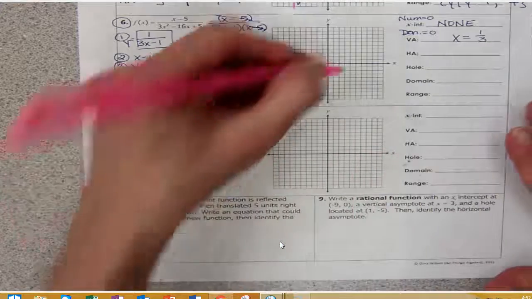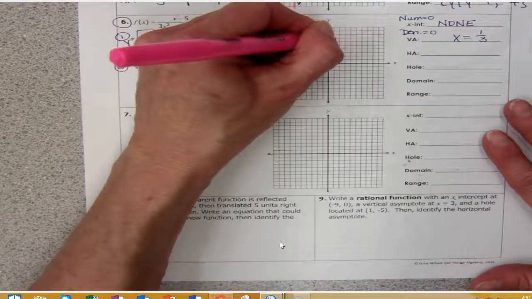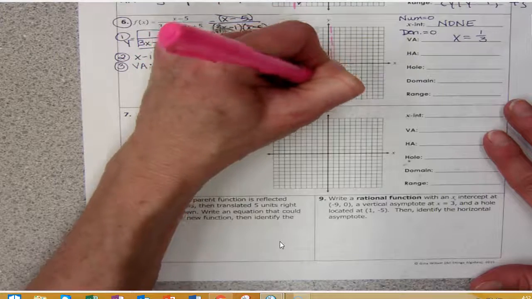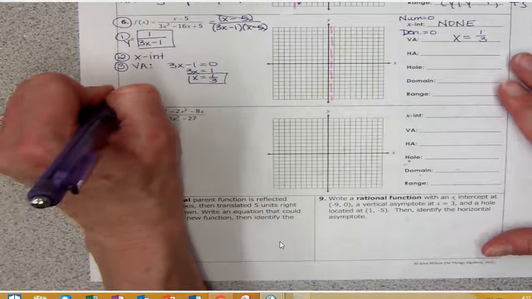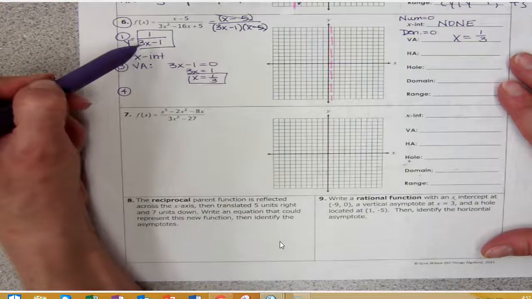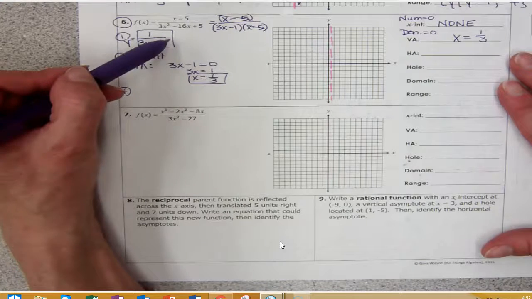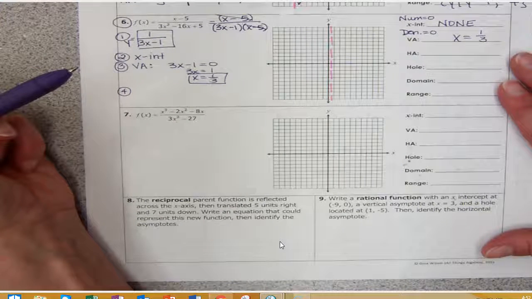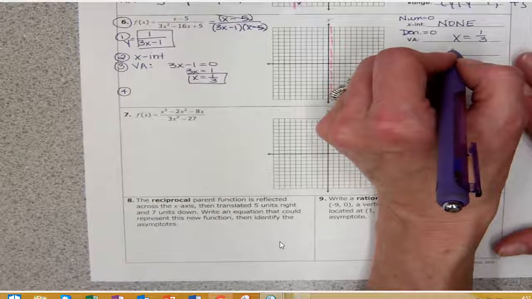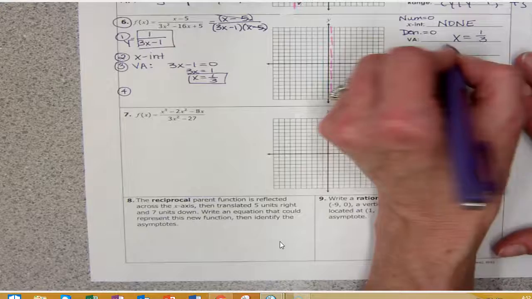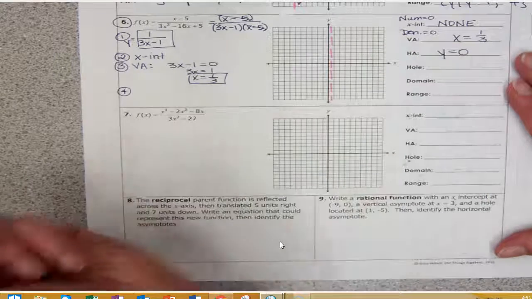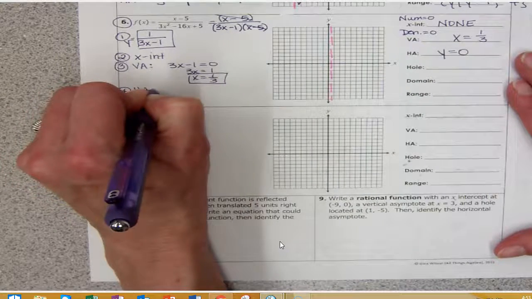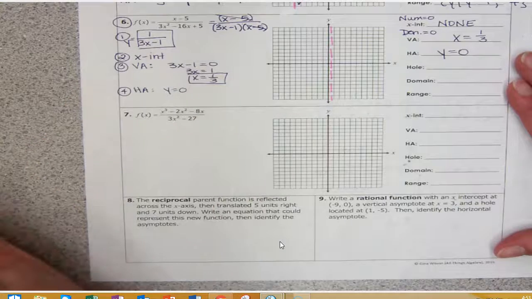So I'm going to have a vertical line at 1/3, which is going to be really close, but not quite on the y-axis. So my horizontal asymptote, again, since this is in reciprocal form, what is my k value? My k value is 0. So we've got a horizontal asymptote at 0. We like this form. So my horizontal asymptote is where y equals 0.